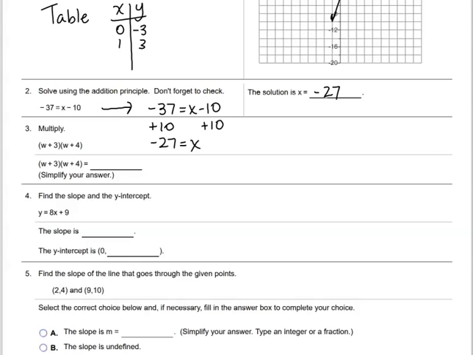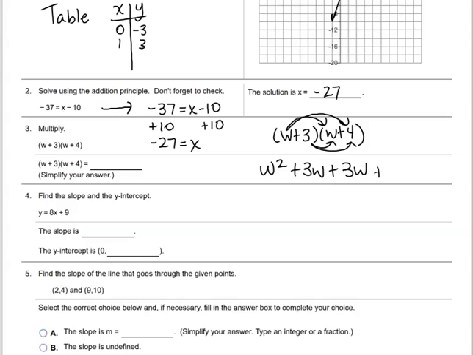Number 3, I would say a lot of people miss this. It's asking you to multiply (w plus 3) times (w plus 4). We're going to use FOIL to do that. So first, outer, inner, last. If you do that, you're going to get w squared plus 4w plus 3w plus 12, and that's going to end up being w squared plus 7w plus 12. That's the answer that would go right here.